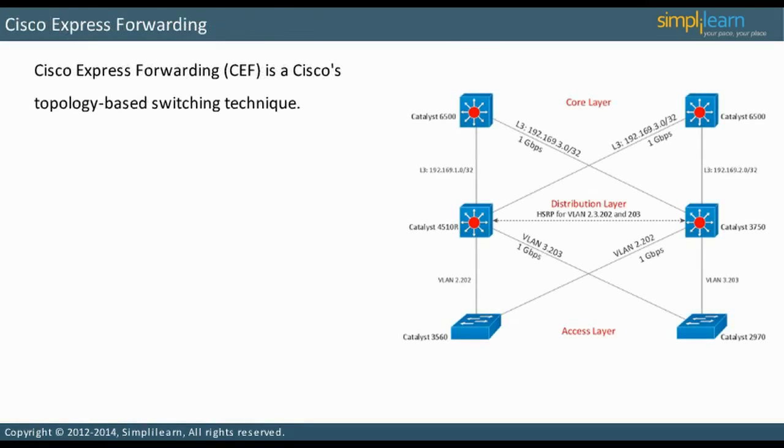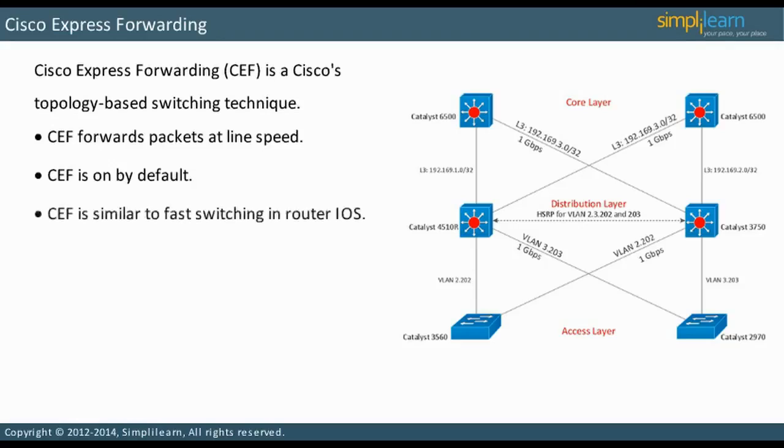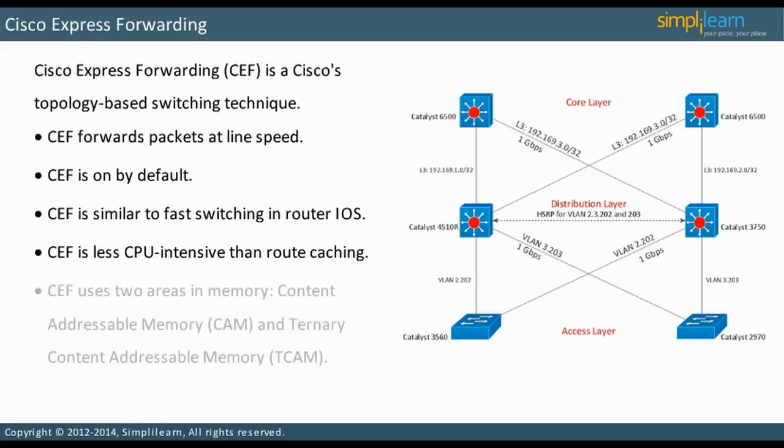Cisco Express Forwarding, CEF, is the second method of multi-layer switch forwarding. CEF forwards packets at line speed with some exceptions. CEF is on by default, and Cisco recommends that you do not disable it. CEF is similar to fast switching in router IOS. It is less CPU intensive than route caching. CEF uses two areas in memory: Content Addressable Memory, CAM, and Ternary Content Addressable Memory, TCAM. Let us look at them in the next slide.